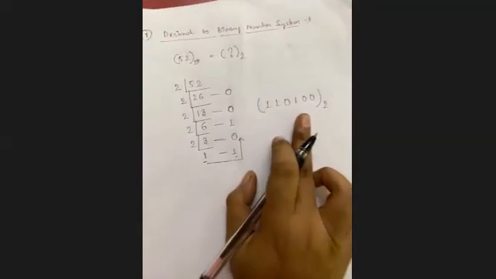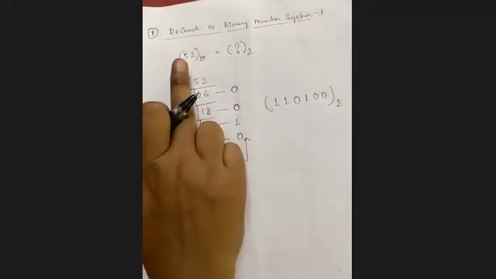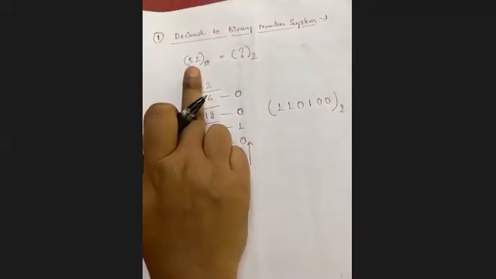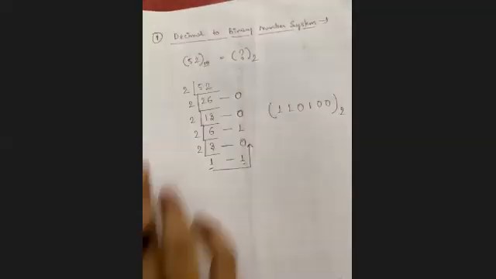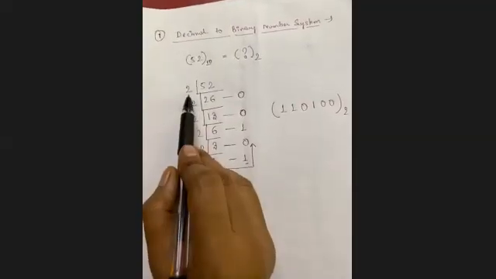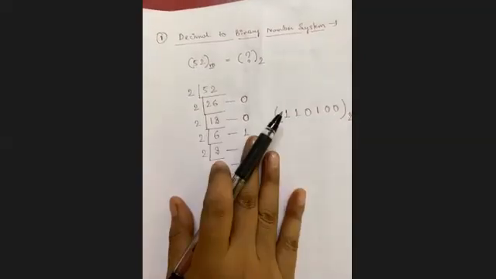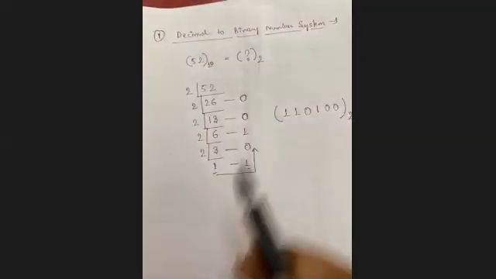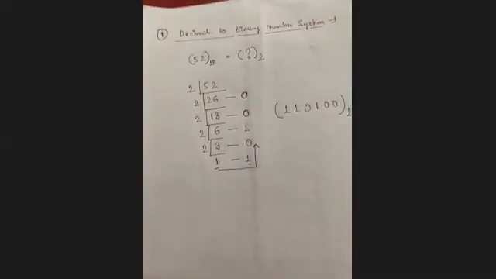This is the binary representation of 52. If 52 is in decimal number system, what I will do to convert it to binary number system, I will simply divide it by 2. 2 से हम divide करेंगे. We will see whether there is remainder or not. If there is no remainder, I will simply write 0 next to it. If there are remainder, I will simply write 1 next to it.